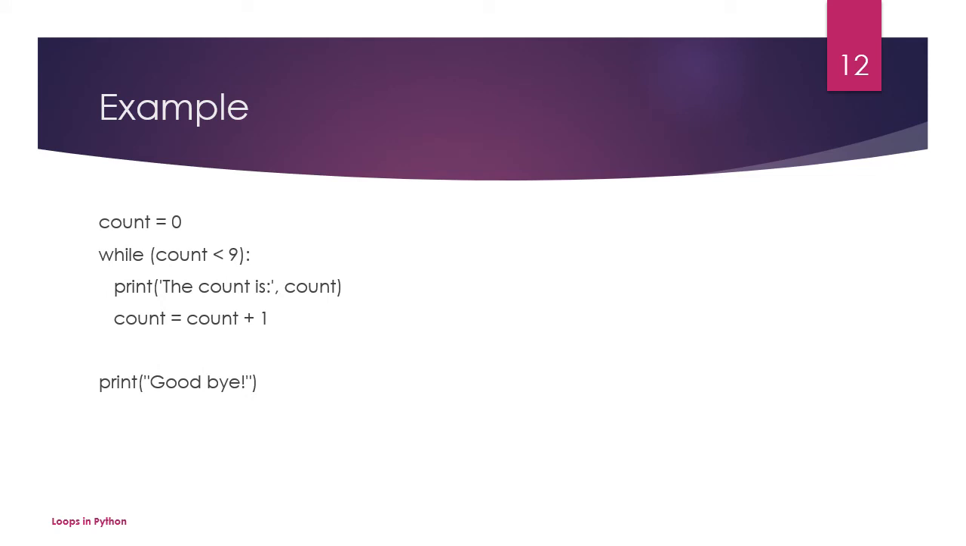Here, count is initialized to 0, while count is less than 9. So, while count is less than 9, we will print the value of count. And each time after printing the value of count, we are incrementing the value of count to count plus 1. Once the loop is finished, the next statement we have added in this program is a goodbye statement.